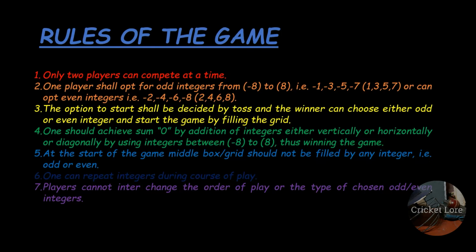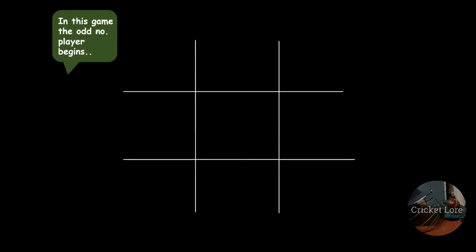Now let us apply these rules on a trial game. So in this game, the odd number player begins. So he can use the odd integers between -8 to 8. He puts 3 in this grid. If you notice, he follows the rule. He does not put any integer in the middle grid at the start of the game.